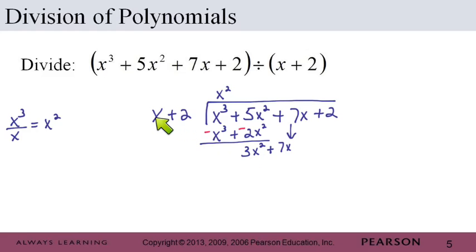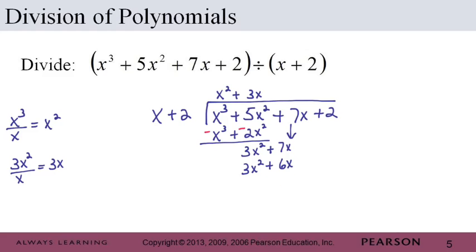Okay, now how many times will x go into 3x squared? So we visualize 3x squared over x, we reduce, we get 3x. That's what goes on the line as our guess. Multiply back. 3x times x is 3x squared. See how those always match? And 3x times 2 is 6x.